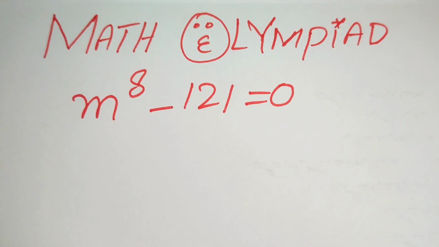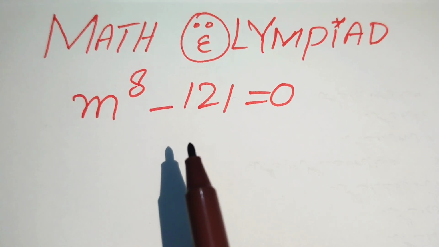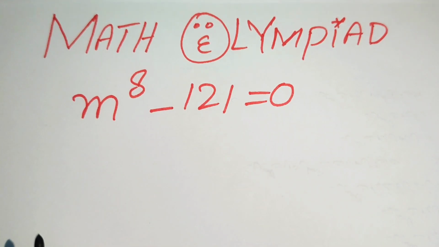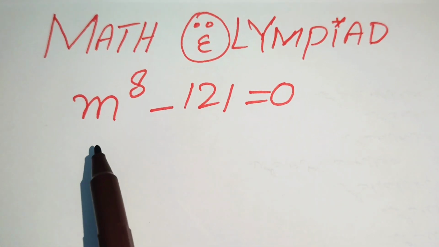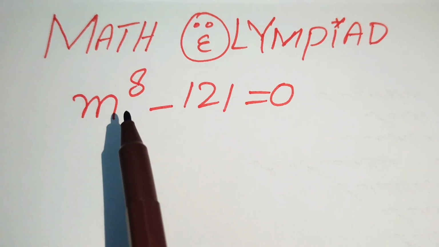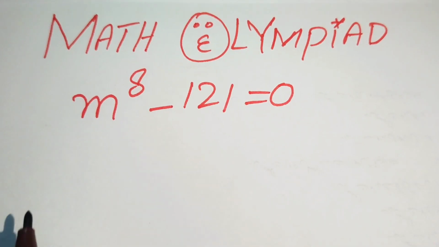Hello everyone, welcome to solve this math Olympiad algebra problem. Here we have m to the power of 8 minus 121 equals 0, and we solve this problem for the values of m. Here you see that the exponent of m is 8. It means that in this question we find all the 8 roots of this equation.